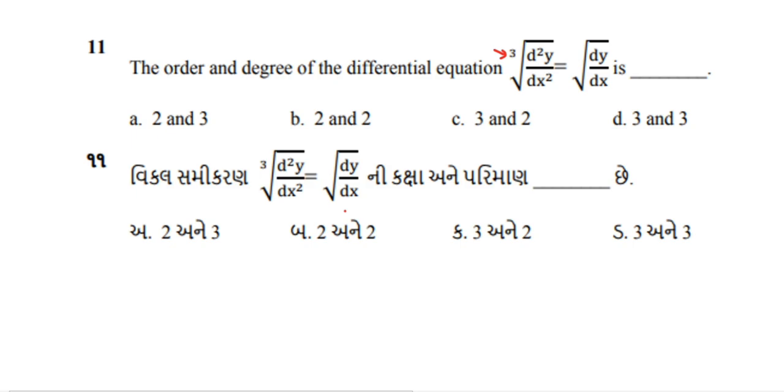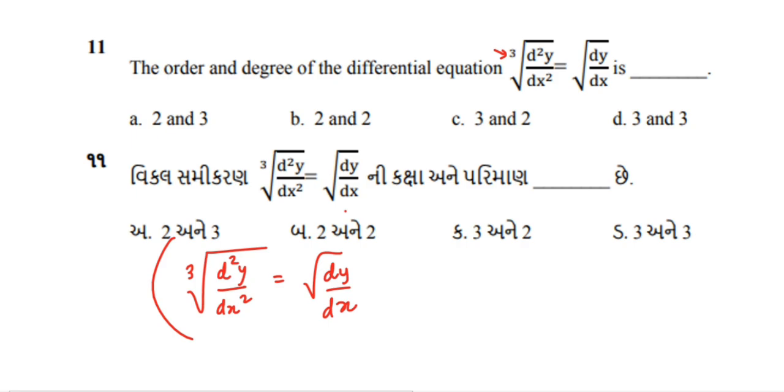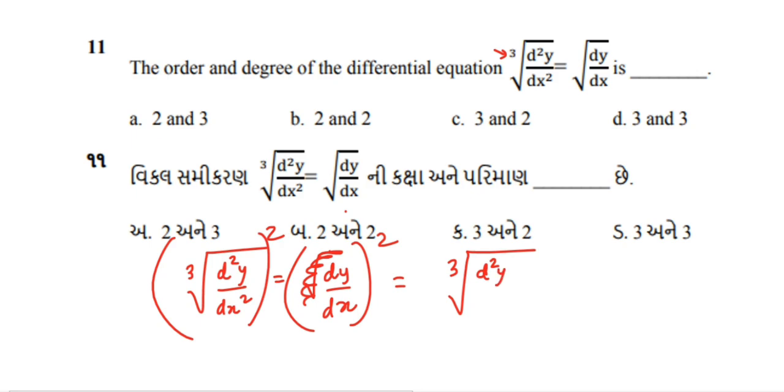Third root of d square y by dx square is equal to root of dy by dx. Let me square these two. Squaring both sides, this root will be eliminated. So this equation can be in the form of: root of d square y by dx square to the power 2 is equal to dy by dx.